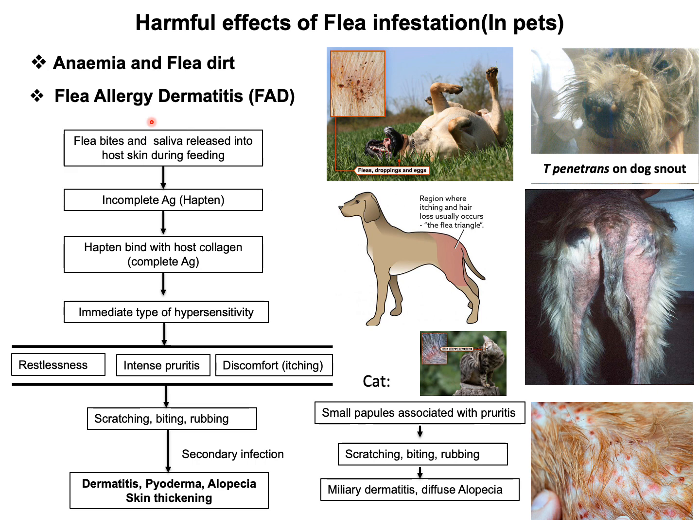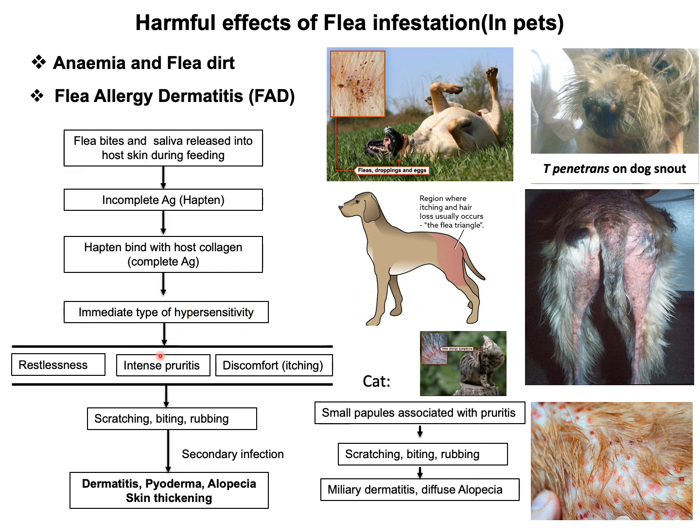So how is this produced? During feeding, flea bites the host and releases saliva into the host skin. And in this saliva, there are different antigens, but they are not complete antigens. They are considered as haptens. So this hapten later on binds with the host collagen to become the complete antigen. And this complete antigen will produce immediate type of hypersensitivity. But note that you may not get immediate type of hypersensitivity or type 1 hypersensitivity at the first bite. So this can be seen in the sensitized animal.